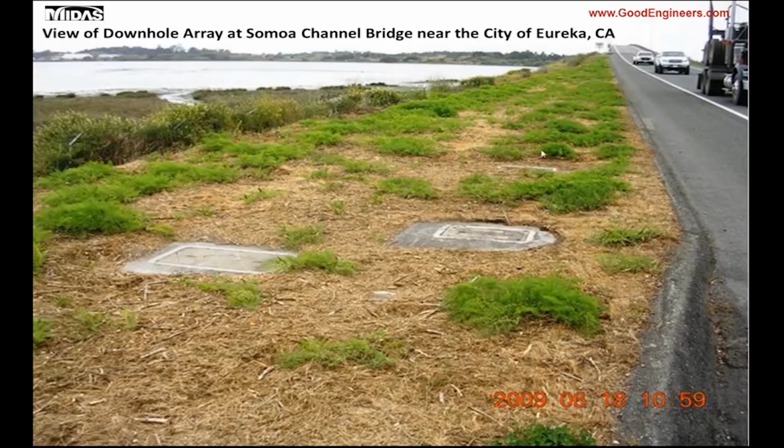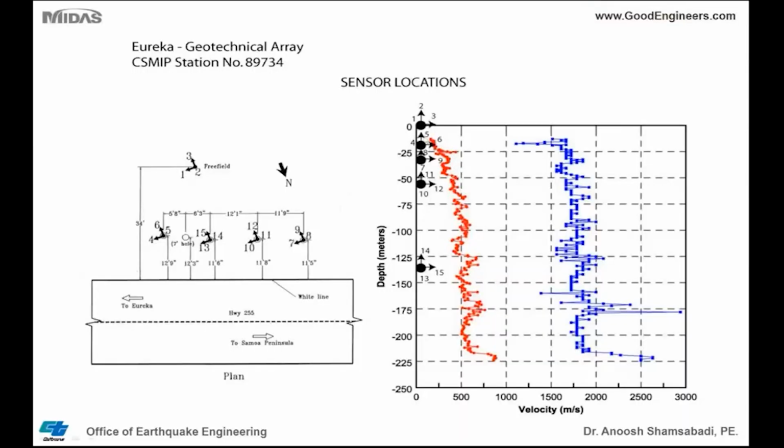This is a view of another downhole array. These are basically recorded motion. We have recorded motion at close to one of the abutment embankment. This is going over the bridge. So these instrumentation are not attached to the bridge, but at some depth within the ground, so we can record free field motion. This is basically as you can see, at various depths. We have instrumentation all the way from 125 meters, at 50 meters, 25 meters, and at the surface, so we can record the motion at various depths and also at the surface.